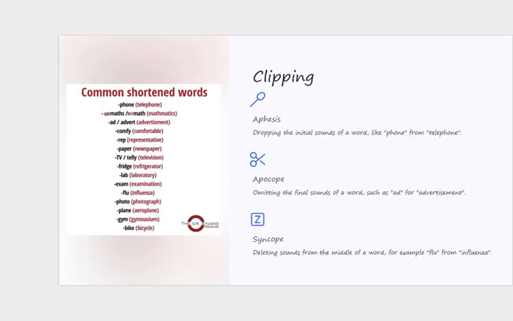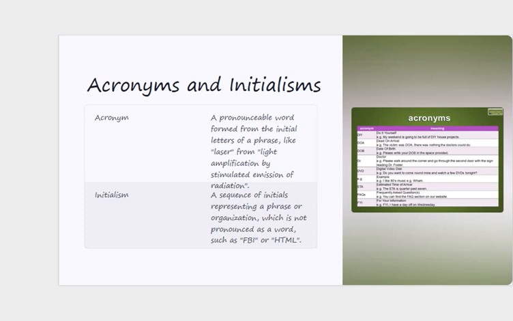We come to the clipping. Common shortened words, clipping. The name suggests that you have to clip it. Clip to shorten it. We call it as shortening as well as clipping. For example, the telephone has become phone. For example, the mathematics has become maths. These are called the clippings in word formation processes.